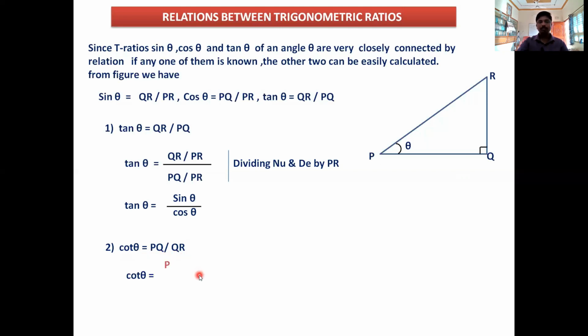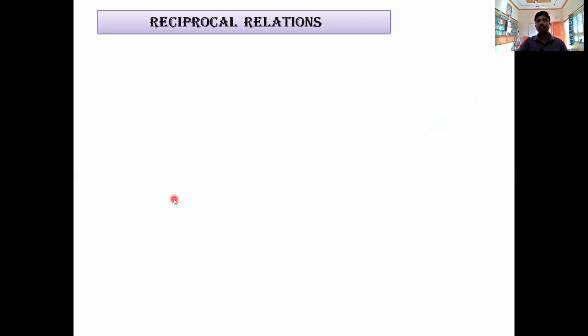Cot theta is equals to PQ divided by PR, whole divided by QR divided by PR, dividing both numerator and denominator by PR. Yes. Next, reciprocal relations. We'll move to reciprocal relations.